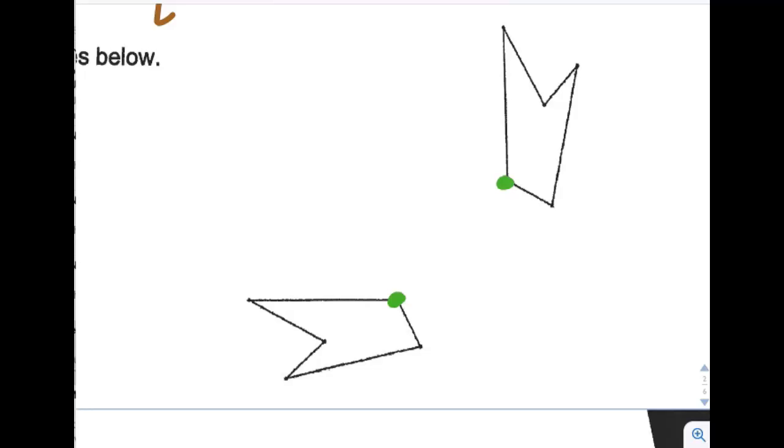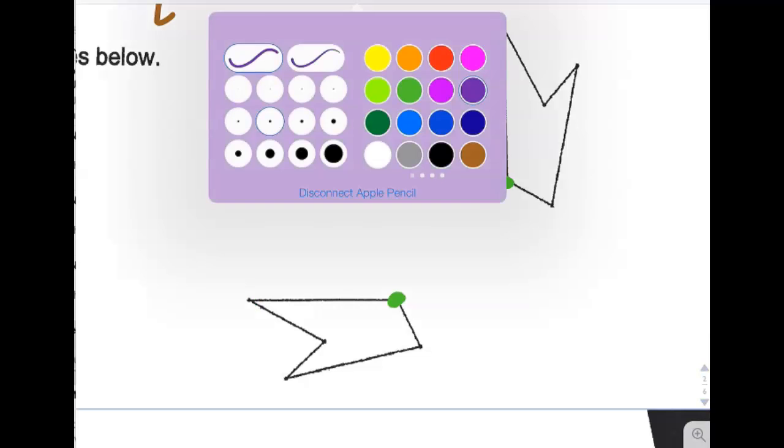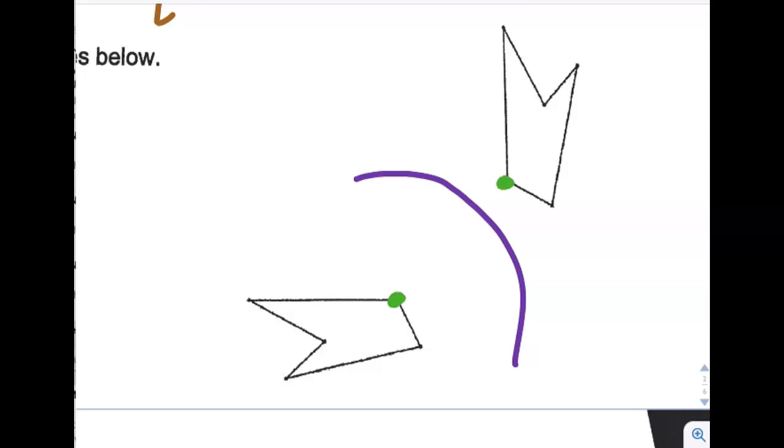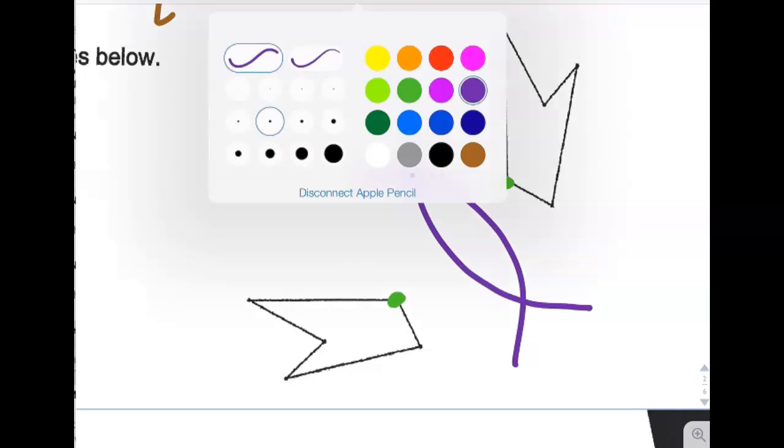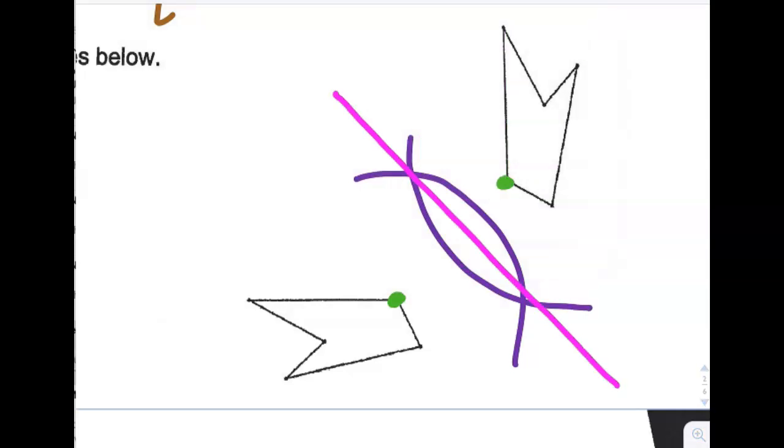You could also have picked this one and this one. But I'm going to pick those 2. You go more than half from one side, more than half from the other side, line up your straight edge through the fish, and that is your line of reflection.